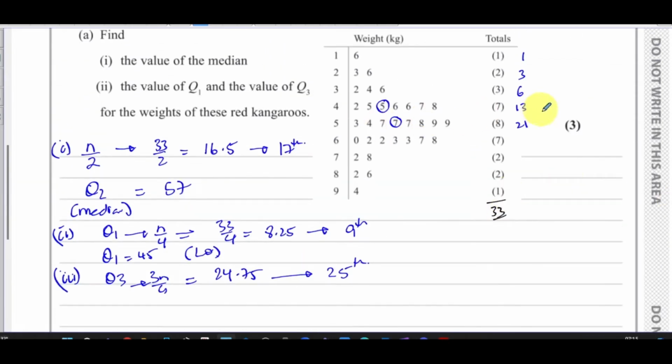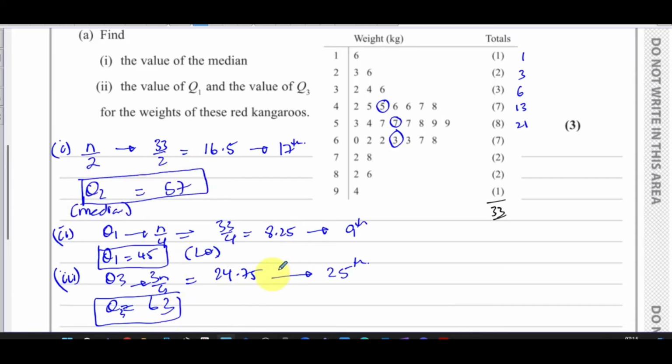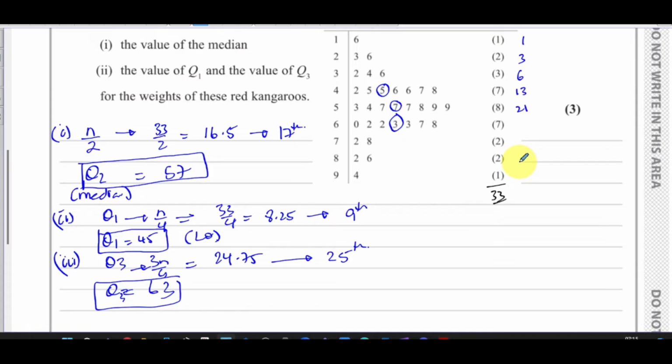We've got to identify where the 25th term is. Well, we got up to here, the 21st term. That's 3, 6, 13, 21. We've got to go another 4, that's 21st, 22nd, 23rd, 24th, 25th. It's going to be 63. So we can say Q3 is equal to 63. So we have Q1, Q2, Q3. Okay, so those are the values we have for the 3 quartiles. So that's the answer to part A finished.